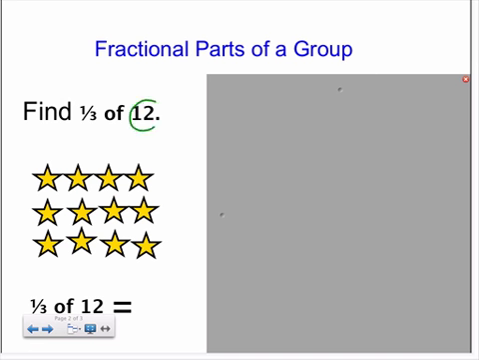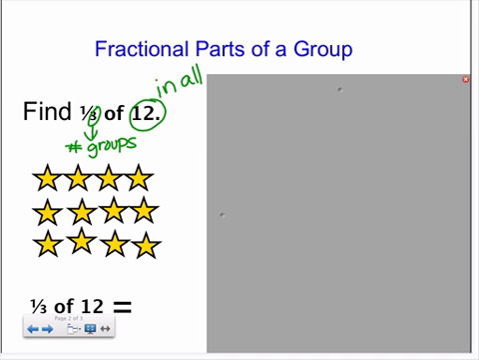In this example, the number 12 tells us how many objects in all. When we look at the fraction 1/3, we see that the denominator is 3. The denominator tells us how many groups we need to make out of our objects, the number of groups. It looks like we're ready to set to work.